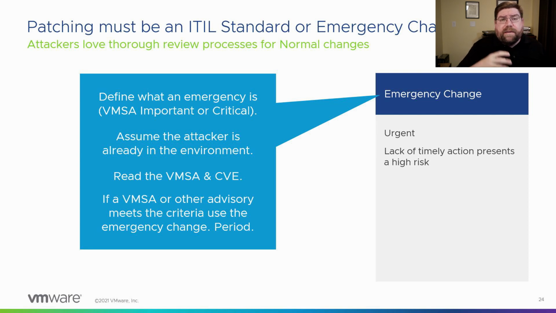So VMSAs, the VMware security advisories that are important or critical, now need to get acted on. Read the VMSA, read the CVEs, understand the vulnerability and how it affects you. You'll make a good call then. You can understand sometimes there are mitigating circumstances. And then if it meets the criteria, use it, push it. And make it clear that lack of timely action presents a high risk.